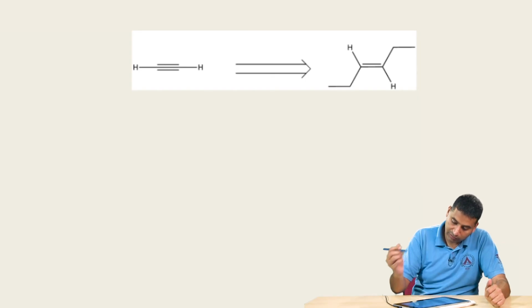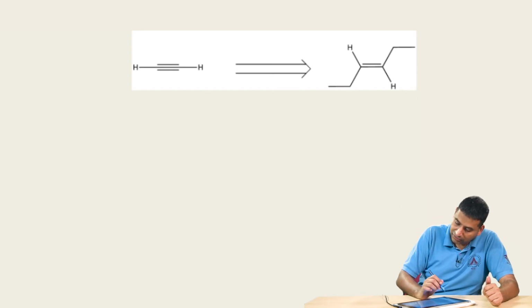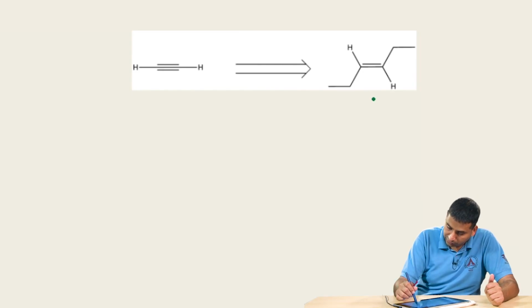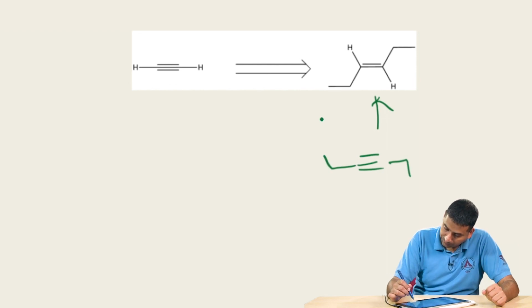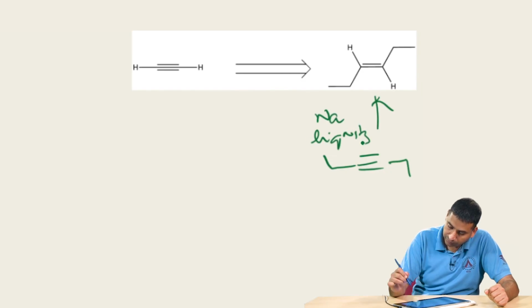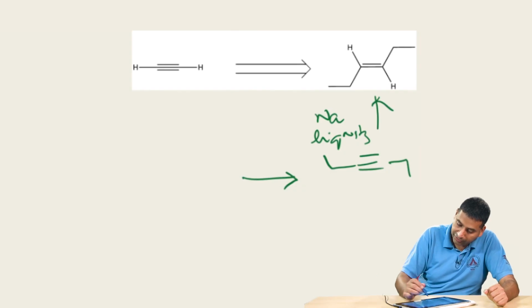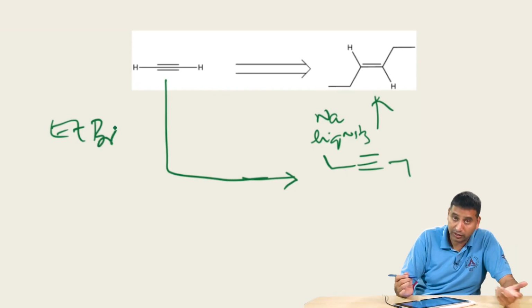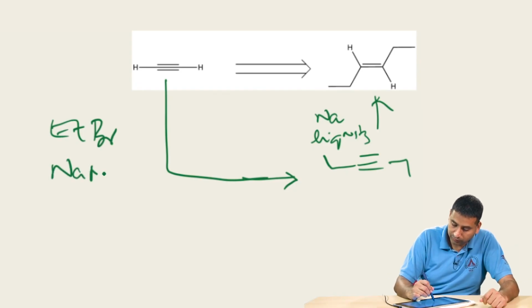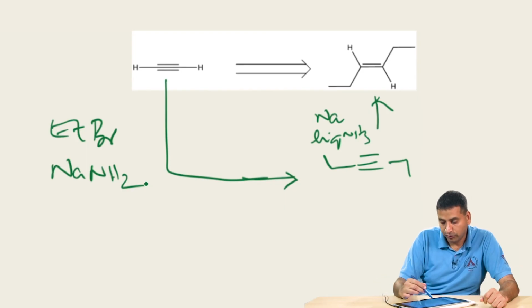So, what we would propose is that the product can be obtained by addition of sodium in liquid ammonia. This in turn can be obtained from here by addition of ethyl bromide or ethyl iodide and sodium amide. So, this would be the forward synthesis that I would put forward to give you the final product.